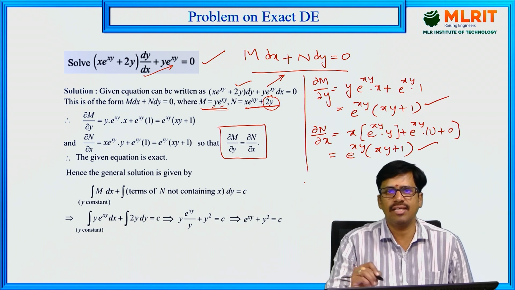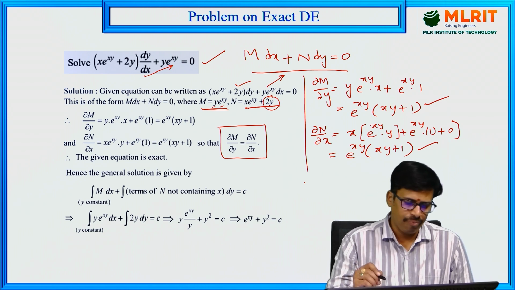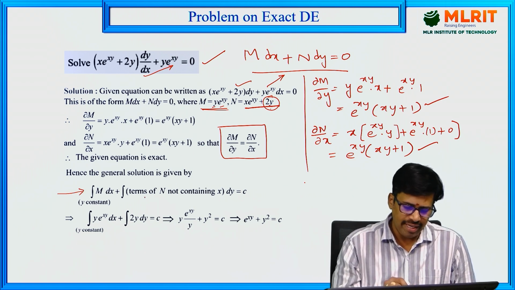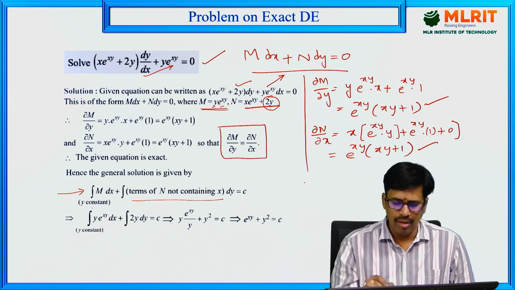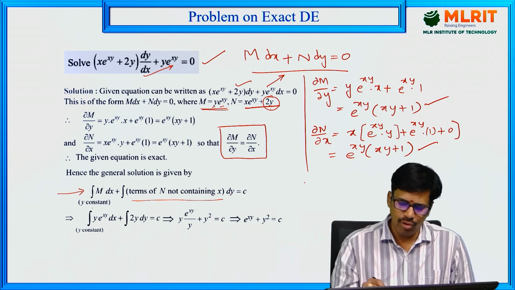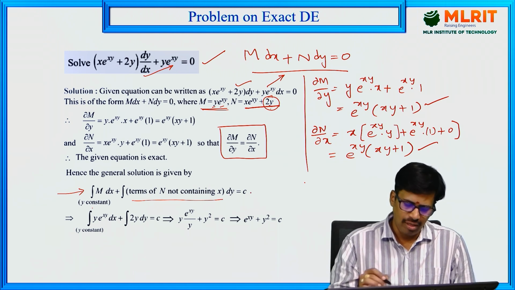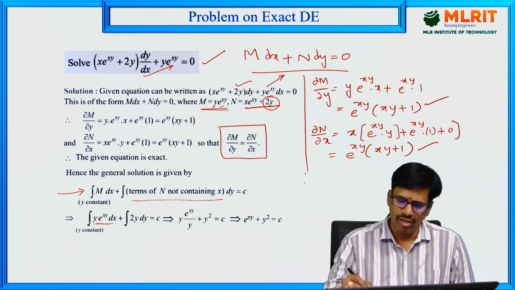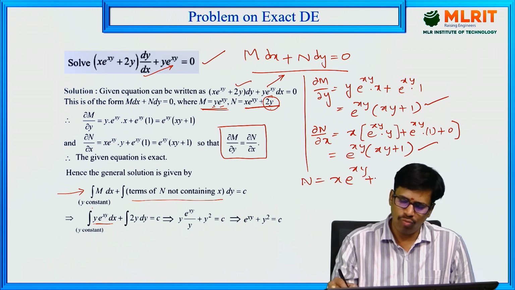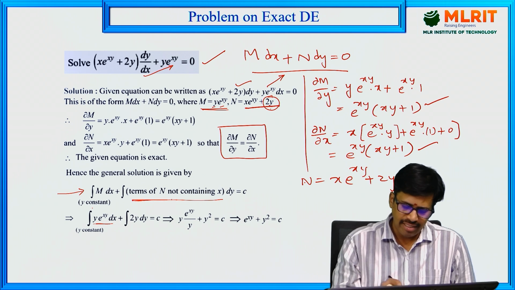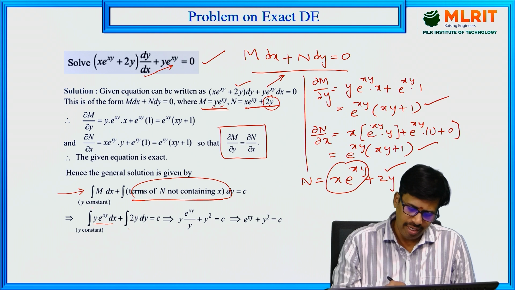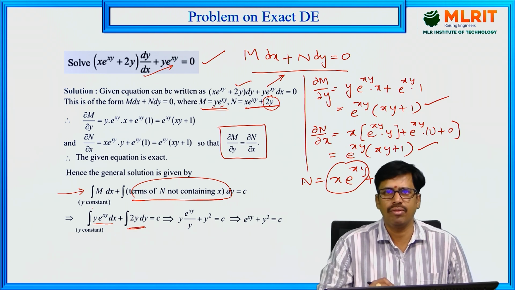Now once it is exact, we have to find the general solution, right? So for the general solution, again let us write down the formula for that. Integration of m dx, treating y constant, plus terms not containing x into dy equal to c. So m means y e power xy dx plus integration of, what is n here? X into e power xy plus 2y. I don't want x terms, so you can remove this, only consider this. So integration of 2y dy equal to c, right?